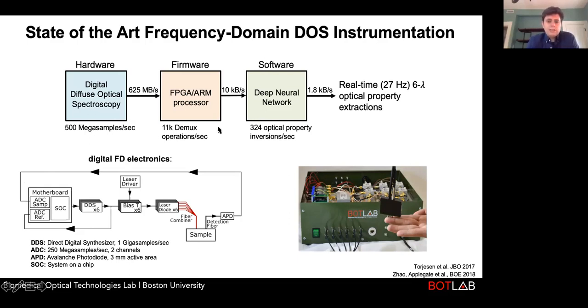So after the hardware, there's firmware where we can do demultiplexing operations, and we can do fast Fourier transforms or other mathematical operations to get our amplitude and phase. And then we have an inverse model. We can either use an analytical solution. More recently, we've been using deep neural networks to do very fast optical property inversions. So with our latest hardware, we can get real time, up to 27 hertz, 6 wavelength optical property extractions. And then from these optical properties, the mu A and mu S prime, we can also calculate the tissue chromophore concentrations.